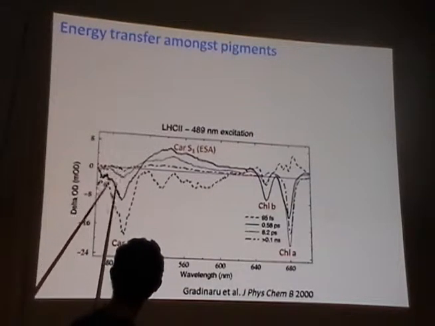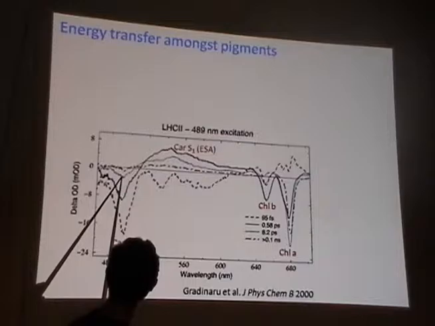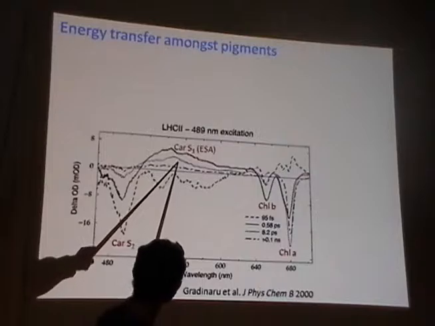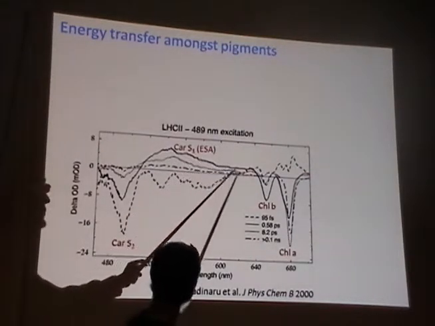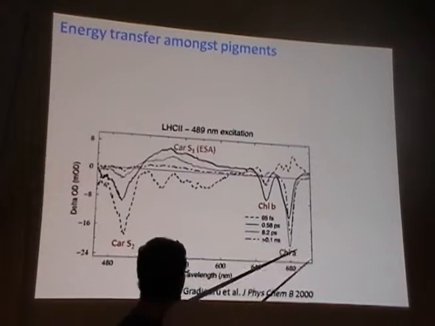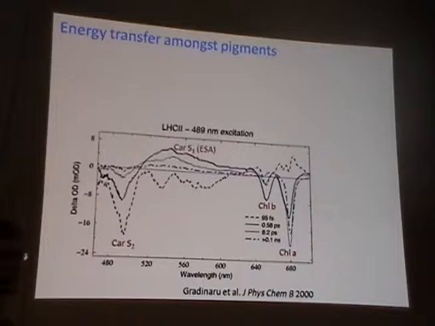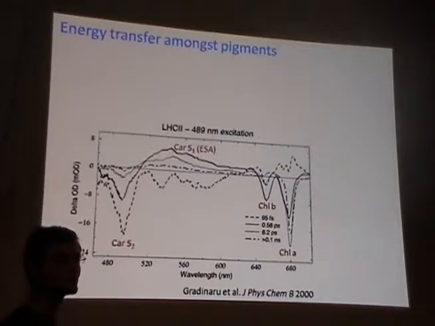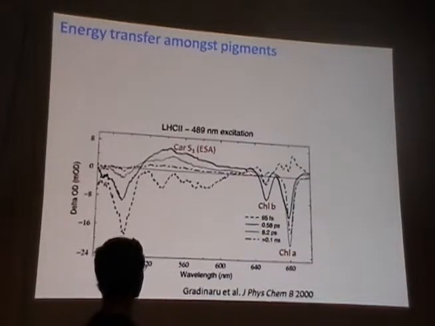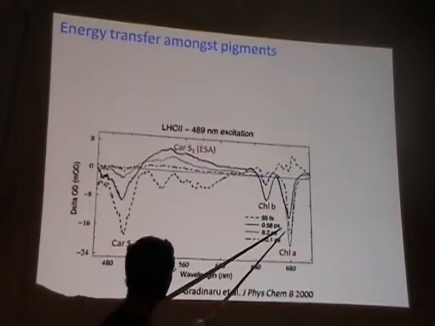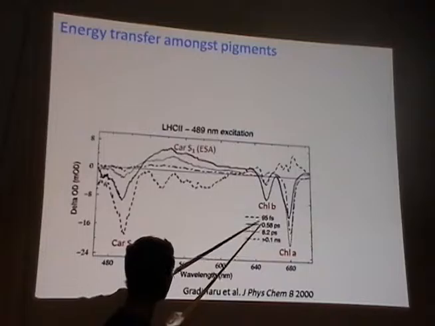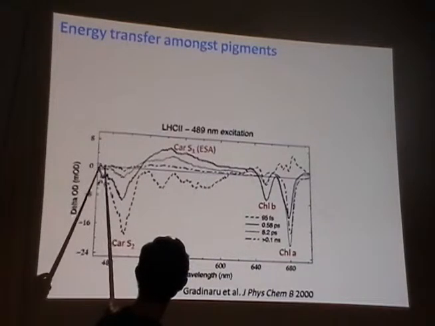and it has relaxed to, or transferred energy to, chlorophyll B and chlorophyll A. Okay, so this transient absorption species then decays to another species within about 600 femtoseconds, and this gives us the dotted curve. So now the carotenoid S2 has relaxed almost completely. There's still a bit of carotenoid S1 left. From this state, there has been energy transfer a bit to chlorophyll B, but most of it to chlorophyll A. So now the chlorophyll A QY signal is at a maximum.